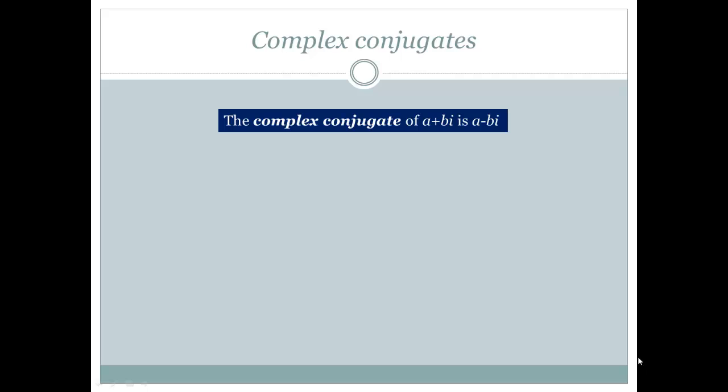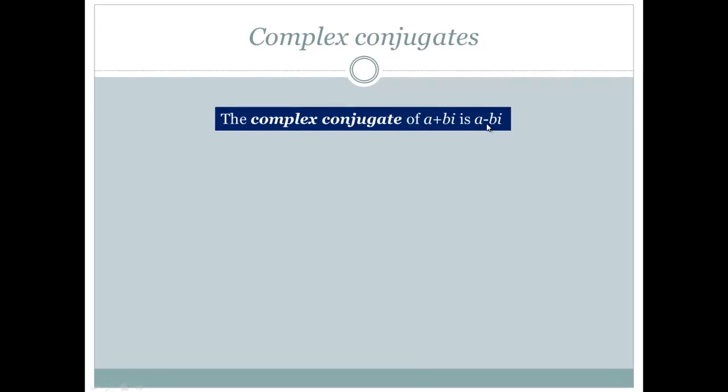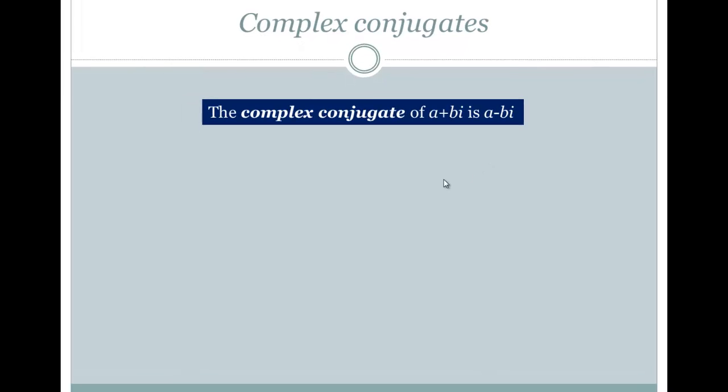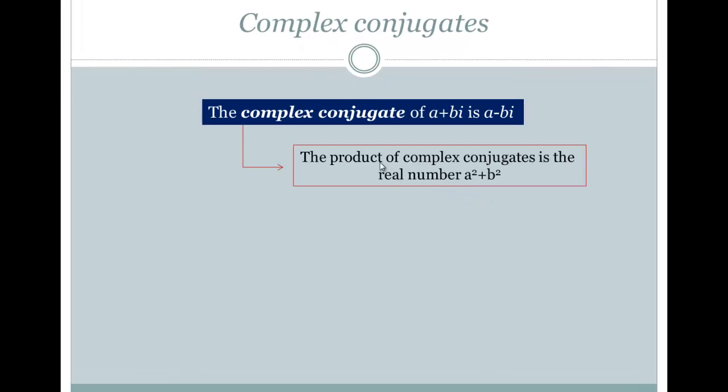We're going to start by talking about complex conjugates. A complex conjugate of a complex number a plus bi is simply changing the sign here from positive to negative. If this was negative, it would become a positive. Basically, the product of a complex conjugate is the real number a squared plus b squared. In other words, if I had this example, 2 plus 3i, the conjugate is 2 minus 3i.